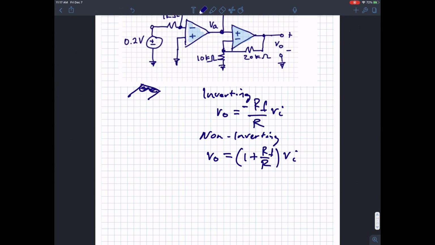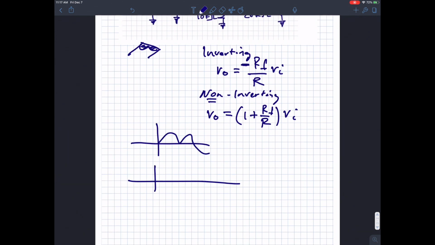Okay, so non-inverting, it's called non-inverting because it's a positive gain. You multiply by a positive number, typically bigger than 1. That's why they call it a gain. Or if it's inverting, you're going to multiply by a negative number bigger than 1. So if I started with this waveform and I multiply it by something negative, that would mean it flips it over. So it inverts it. That's why we call it an inverting op-amp.